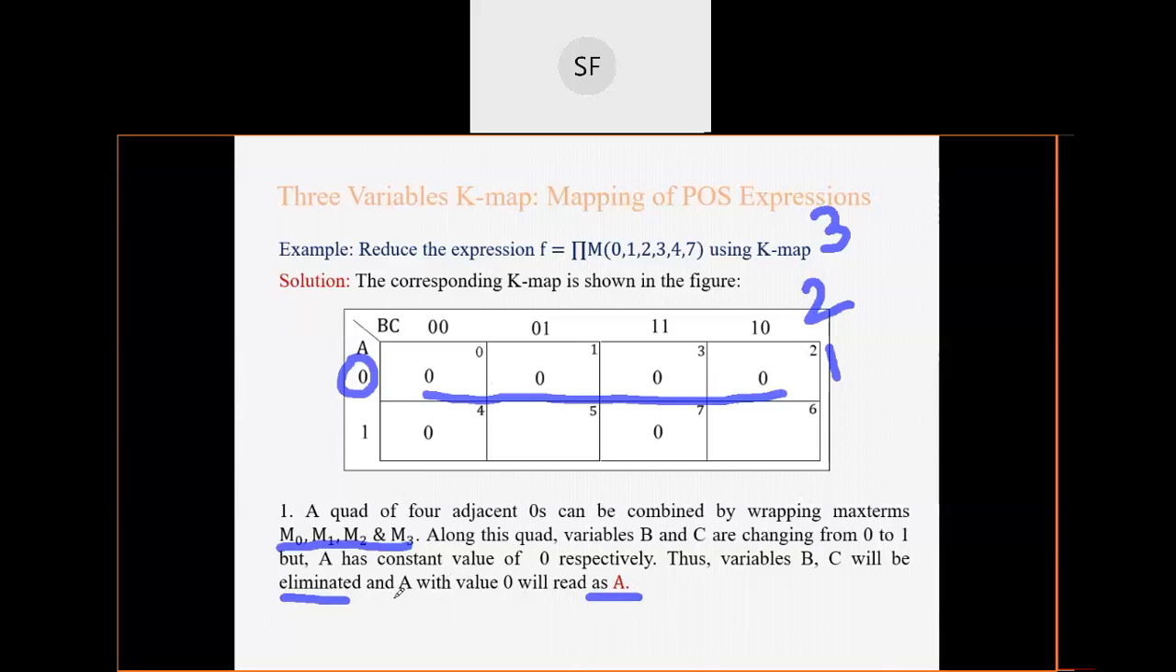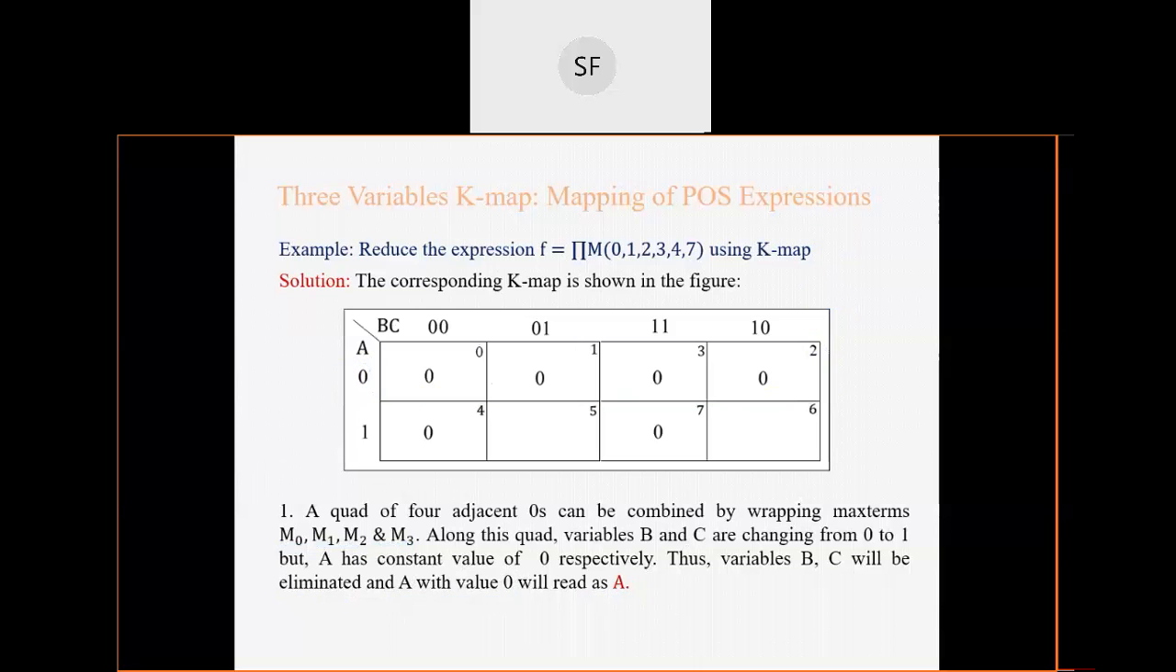Right? Why? Because we are discussing POS. What happens in POS? Uncomplemented variable you have to write it as 0. If it was SOP, you would have written 1 here. Okay? Or for 0 you would have written A bar here. But for POS, always remember this pairing, that uncomplemented variable will be equivalent to 0 and complemented variable will be equivalent to 1. Okay.